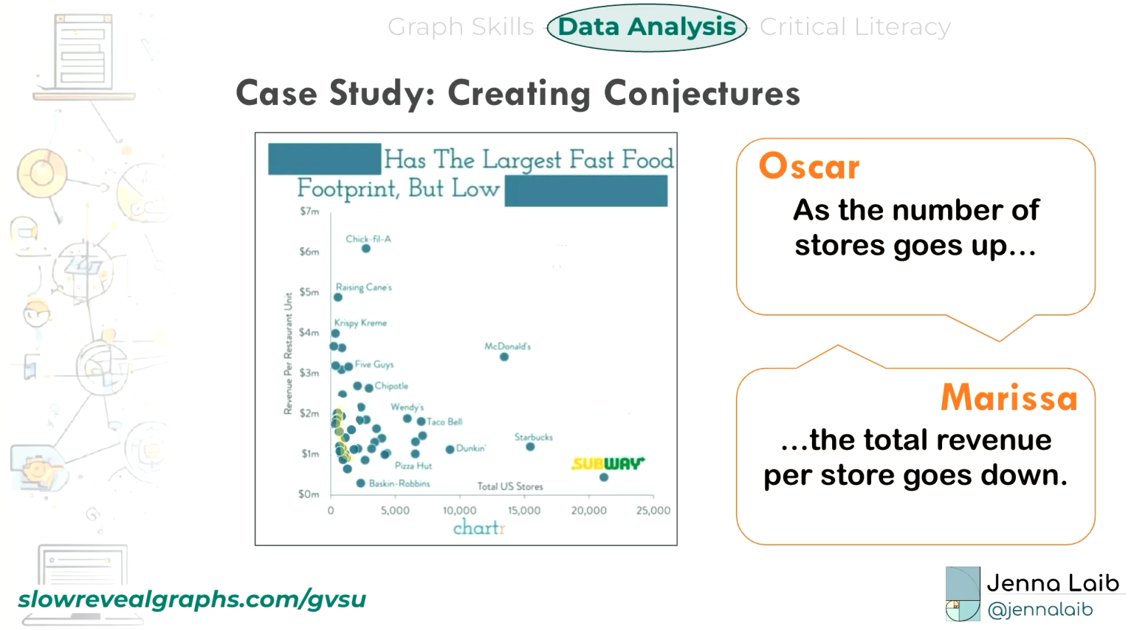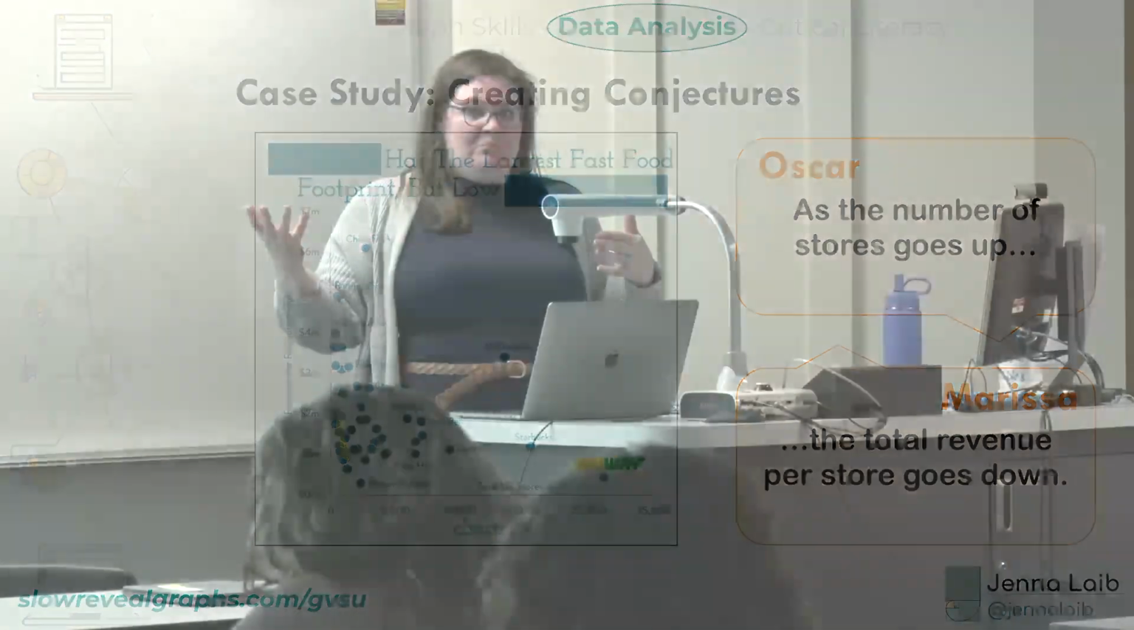What do we think of that as a conjecture? As the number of stores goes up, the total number of store goes down. Is that a reasonable conjecture? Are there points that follow that conjecture? Are there points that do not fit within that?